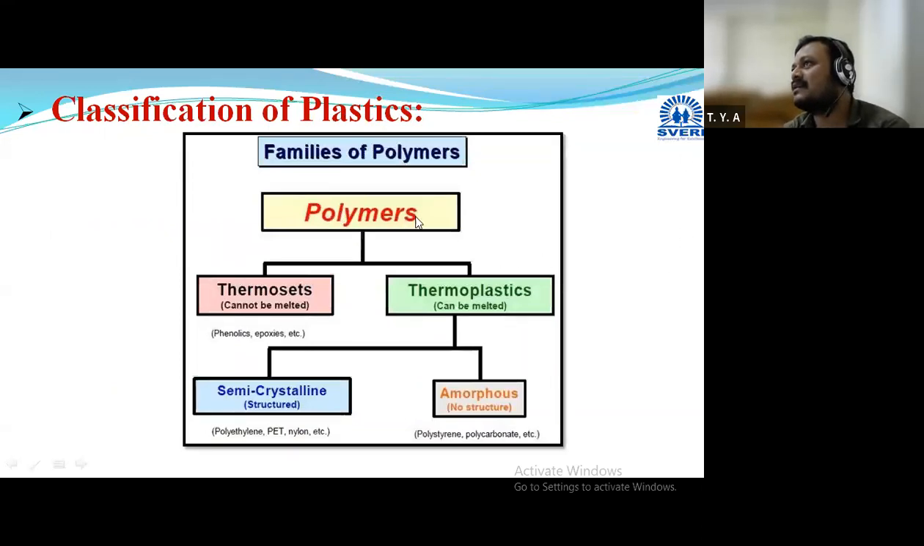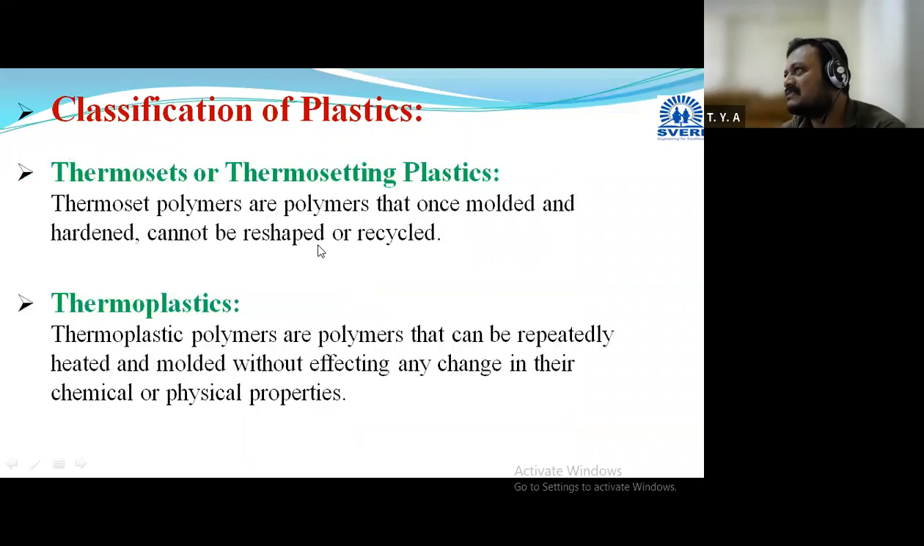Here, please consider it as plastic. Classification of the plastic materials. Plastic materials are classified in two types. First is thermosets or thermosetting material, and the second type is thermoplastics or thermoplastic materials. Now, on which basis this classification is done? That I have explained in this slide.